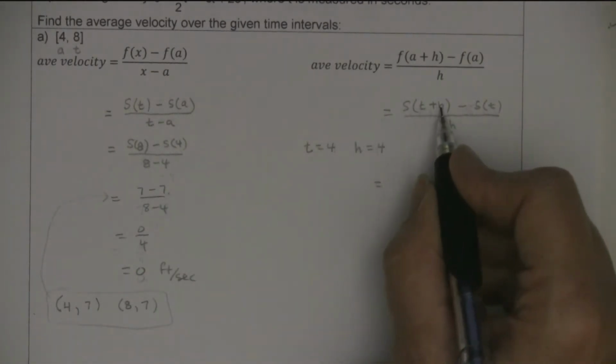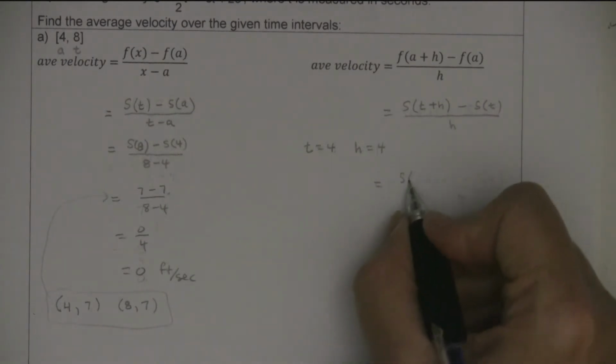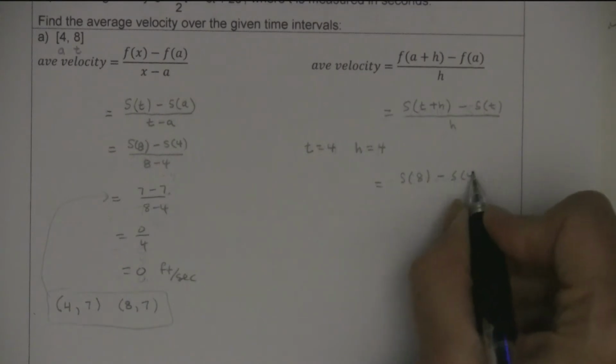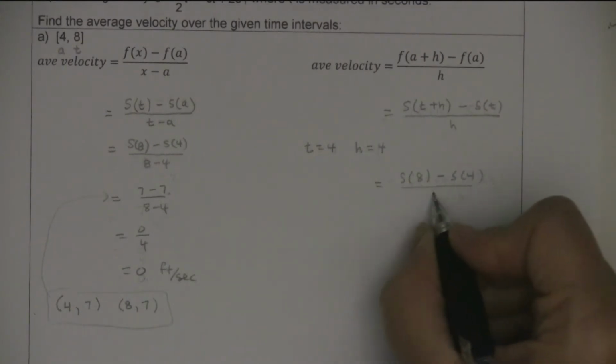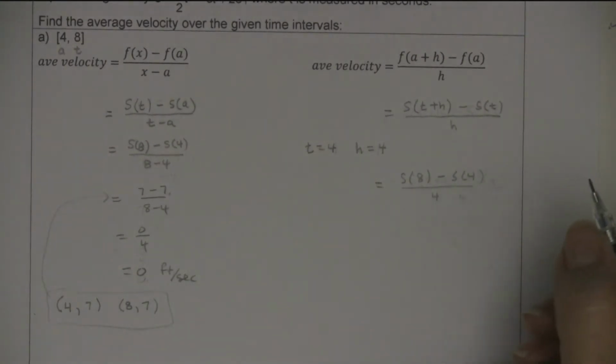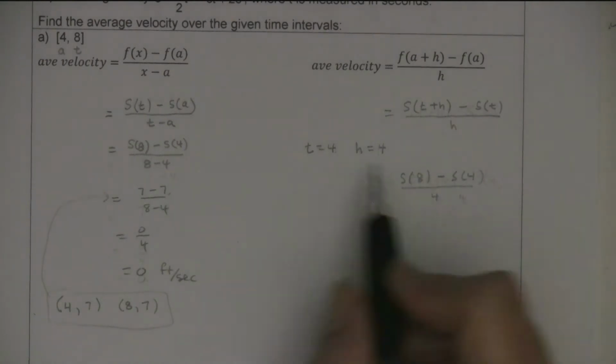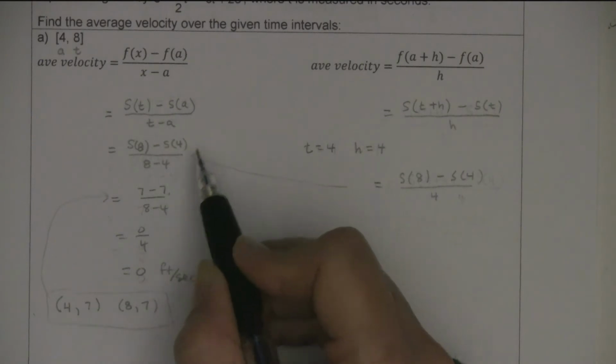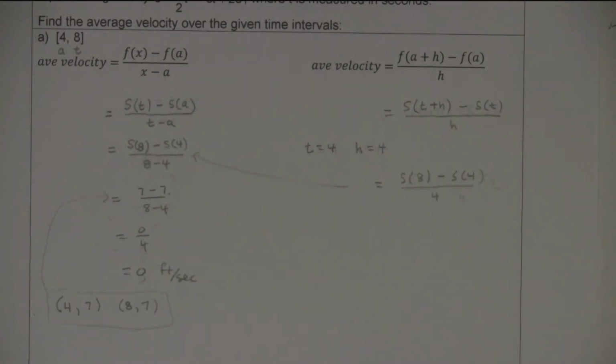So this would be 4, and that's 4. So this is S at 8, 4 plus 4, minus S at 4. And the difference between them was 4, remember? And you notice that that gives us the same thing here, right? Do you guys agree? So all of these are the same.